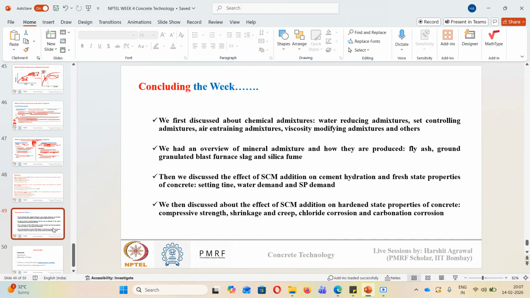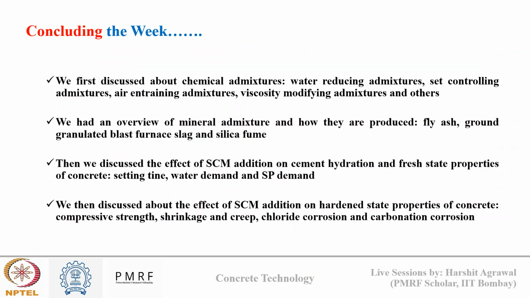So this was all for today's session. We discussed chemical admixtures. We had an overview of mineral admixtures and how they are produced: fly ash, slag, and silica fume. We discussed the effect of SCMs on cement hydration and fresh state properties like setting time, water demand, and SP demand. And we discussed the effect of SCMs on hardened state properties of concrete like compressive strength, creep, shrinkage, chloride corrosion, and carbonation corrosion.